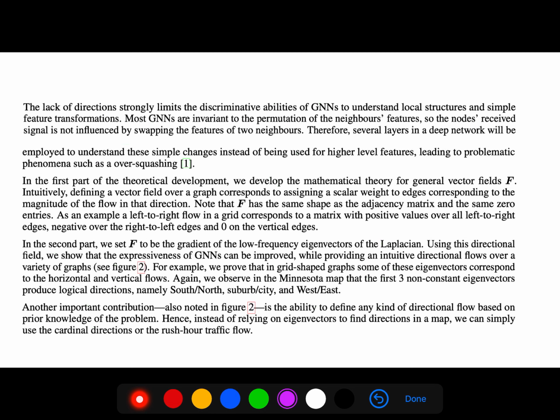So the lack of directions strongly limits the discriminative abilities of GNNs to understand local structures and simple feature transformation. Most GNNs are invariant to the permutation of neighbors' features, so the signal a node receives is not influenced by swapping the features of two neighbors. Therefore, several layers in a deep network will be employed to understand these simple changes instead of being used for higher level features, leading to problematic phenomena such as oversquashing.